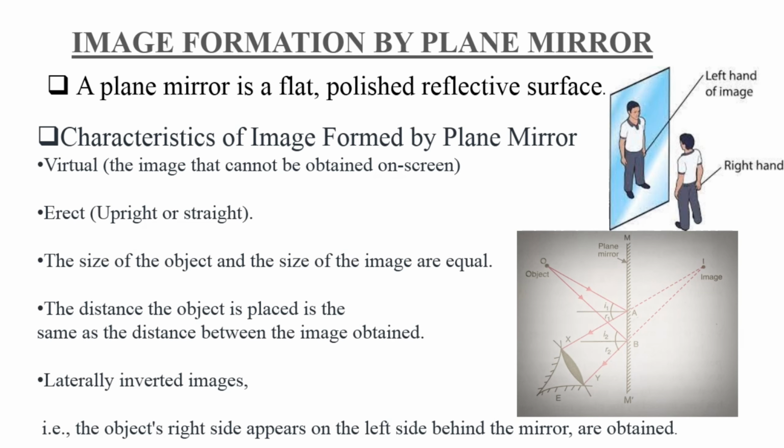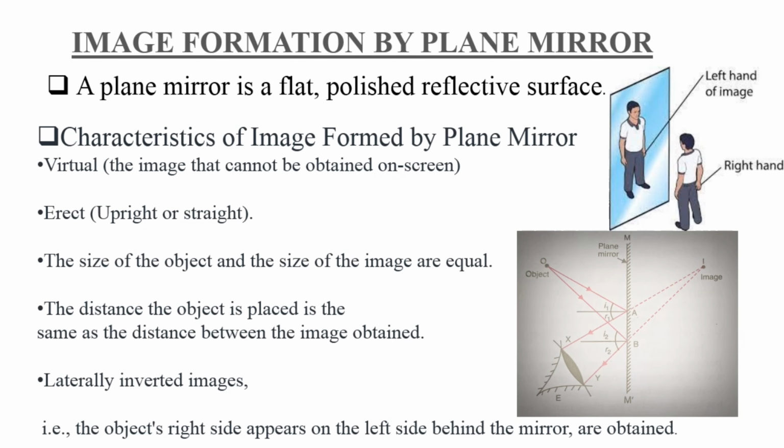Okay, so what are the characteristics? The first thing is virtual, which means the image cannot be obtained on a screen, and the second one is erect, that means upright or straight. Third, the size of the object and the size of the image are equal. The distance from the mirror to the object is the same as the distance from the mirror to the image. And the image is laterally inverted, that means if the person lifts his right hand, in the mirror it appears as the left hand. So here is another diagram showing how the image is formed by the plane mirror.